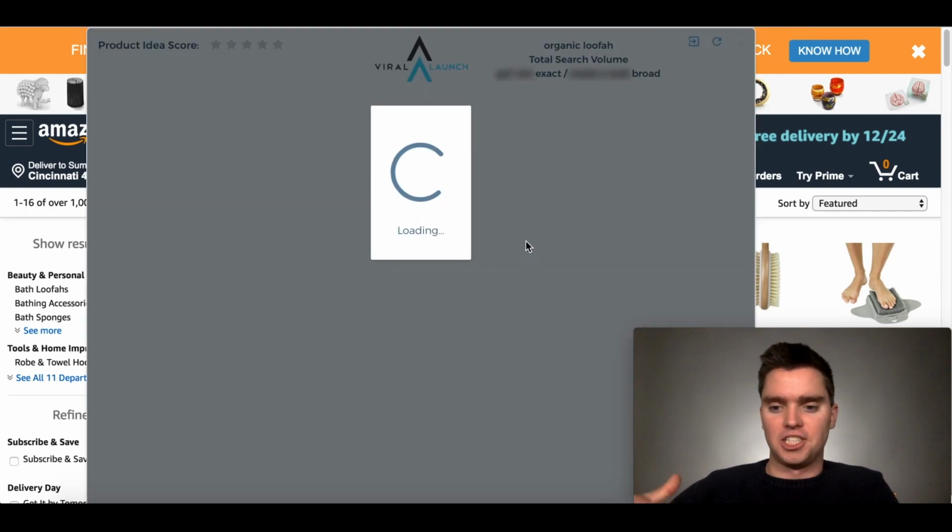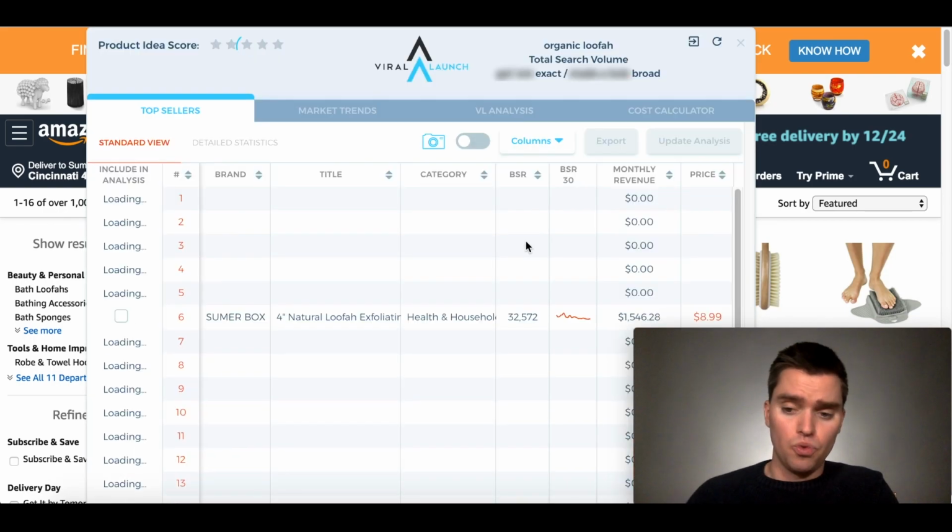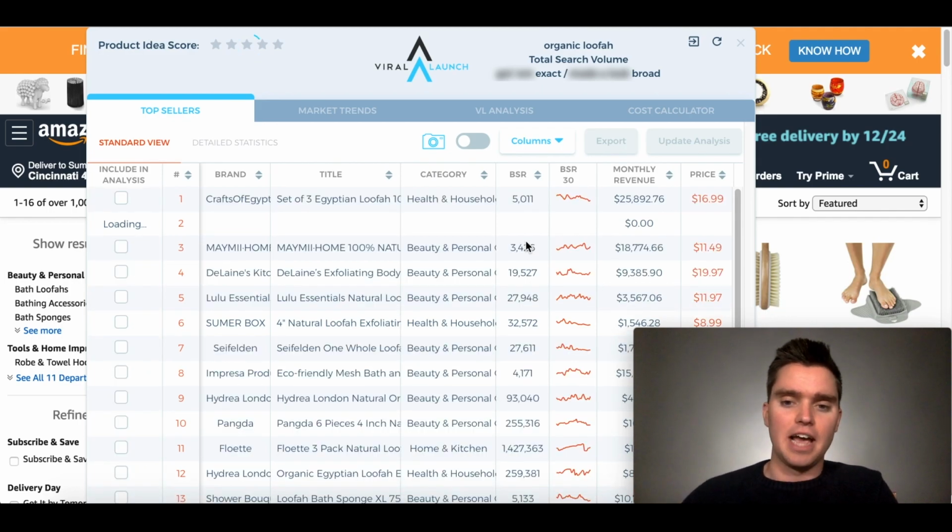And again, this is the process, right? We look through the also bought products, find something that looks interesting, open that up, run the Chrome extension, see if it looks good or not. If not, then rinse and repeat. And that's the cycle.